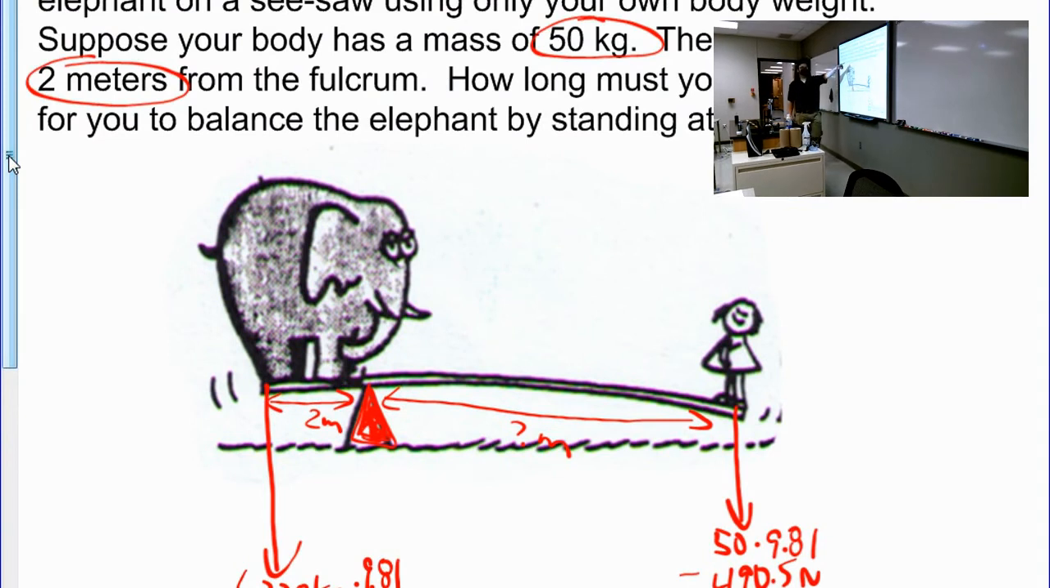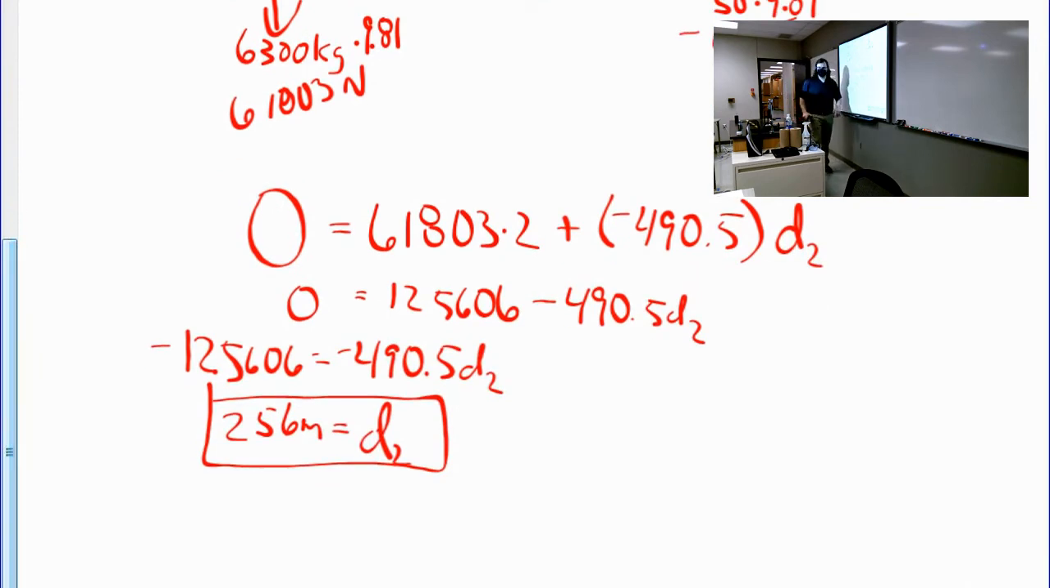The question says, how long must the plank be in order to balance that? So this is not technically your final answer. That's how far away you have to be from the fulcrum, but the plank has to be 2 meters longer than that because the elephant's on the other side for 2 meters. So the plank has to be 256 meters plus 2, or 258 meters. That's my final answer. Okay. To answer the question, my plank has to be 258 meters, but I need to stand 256 meters away from it. Okay. Now, again, there are other ways to solve this problem, but this is the way I normally do them.